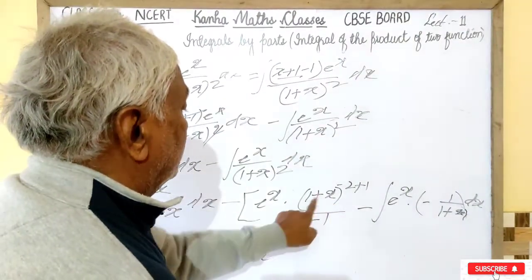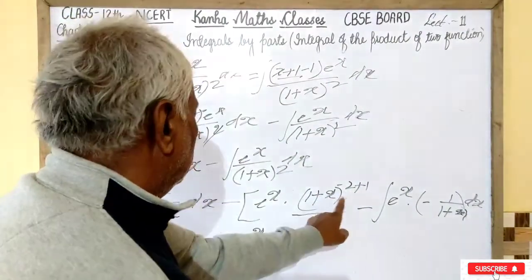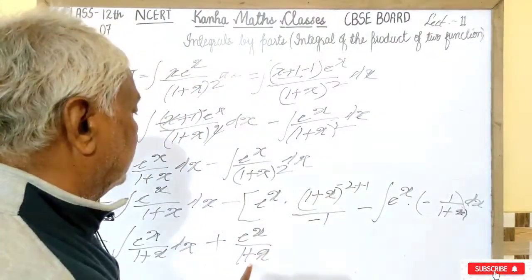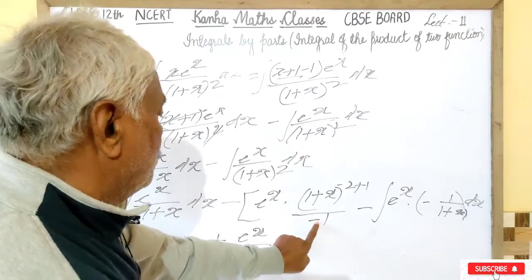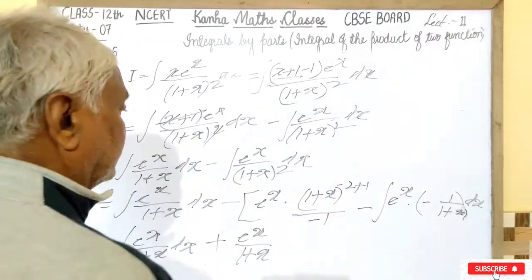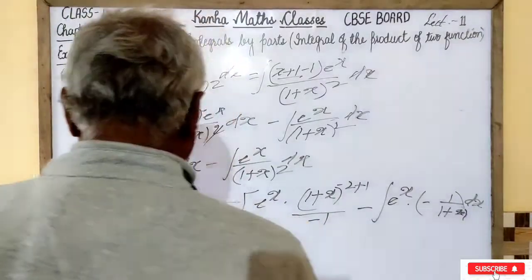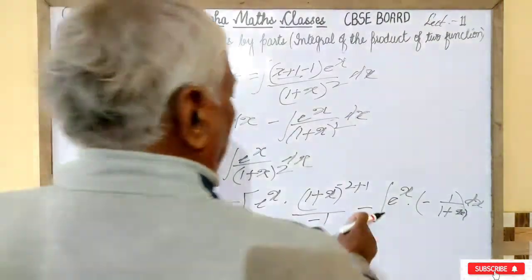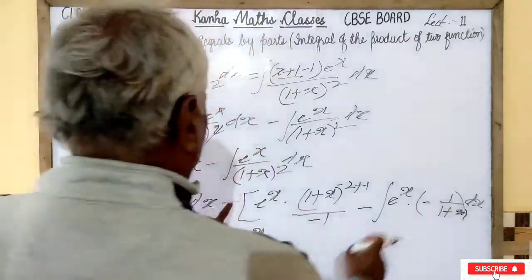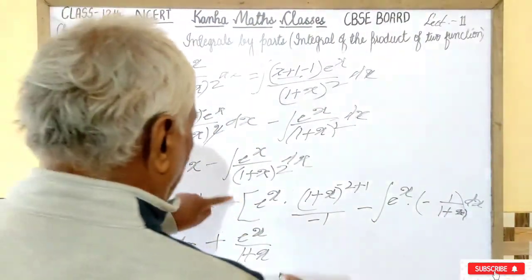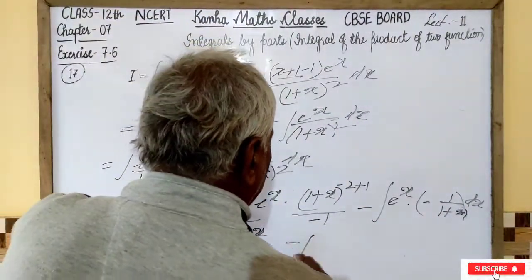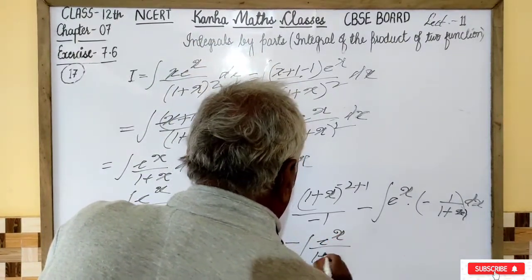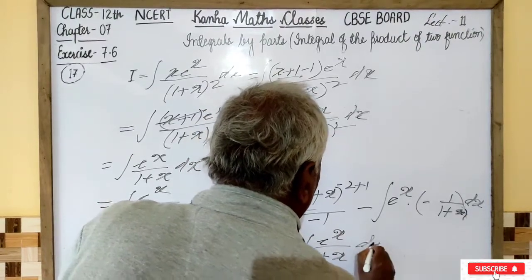This becomes (1 plus x minus 2 plus 1), which is equal to 1 plus x minus 1, meaning 1 upon 1 plus x, and this minus into minus means plus e^x upon 1 plus x. And minus minus plus, and this minus will keep like this, e^x upon 1 plus x dx.